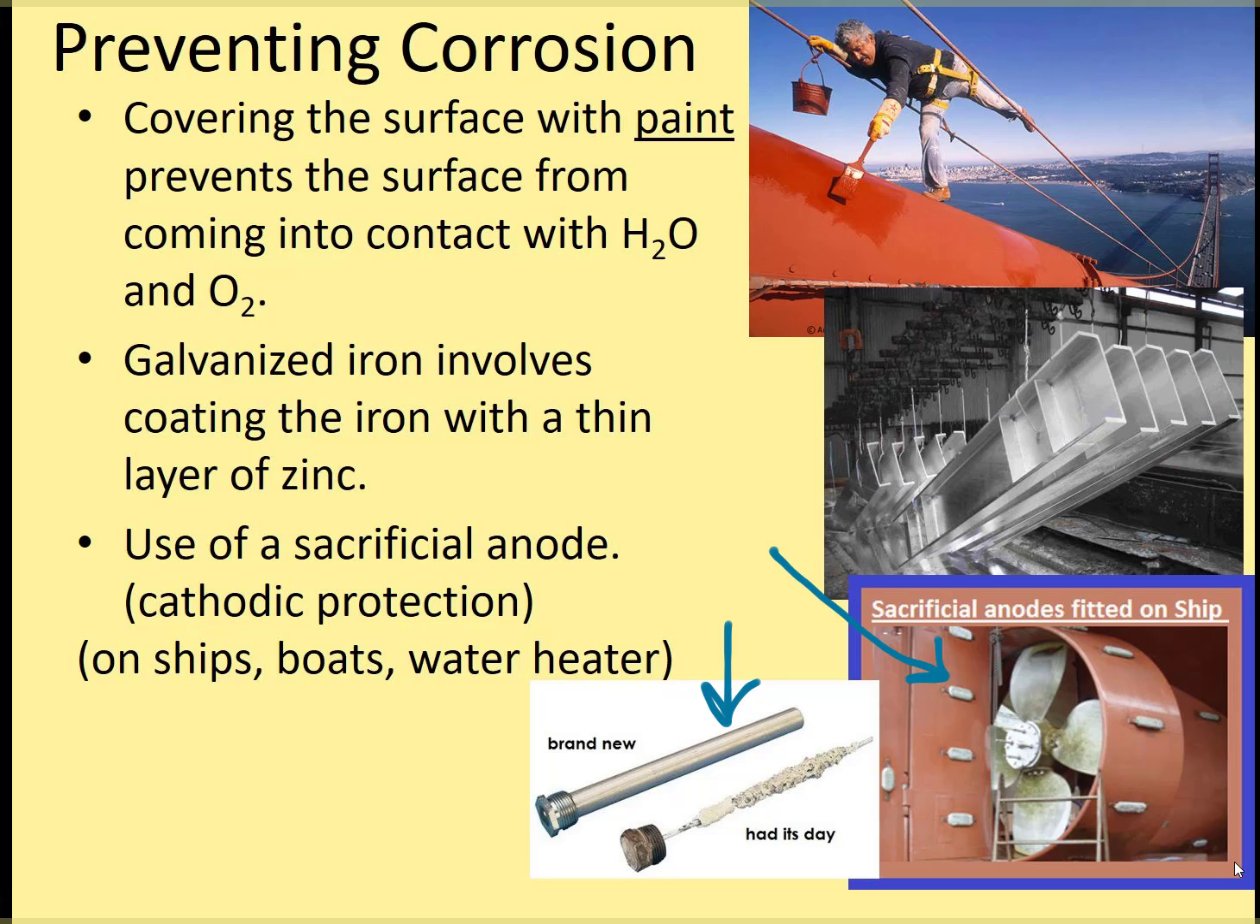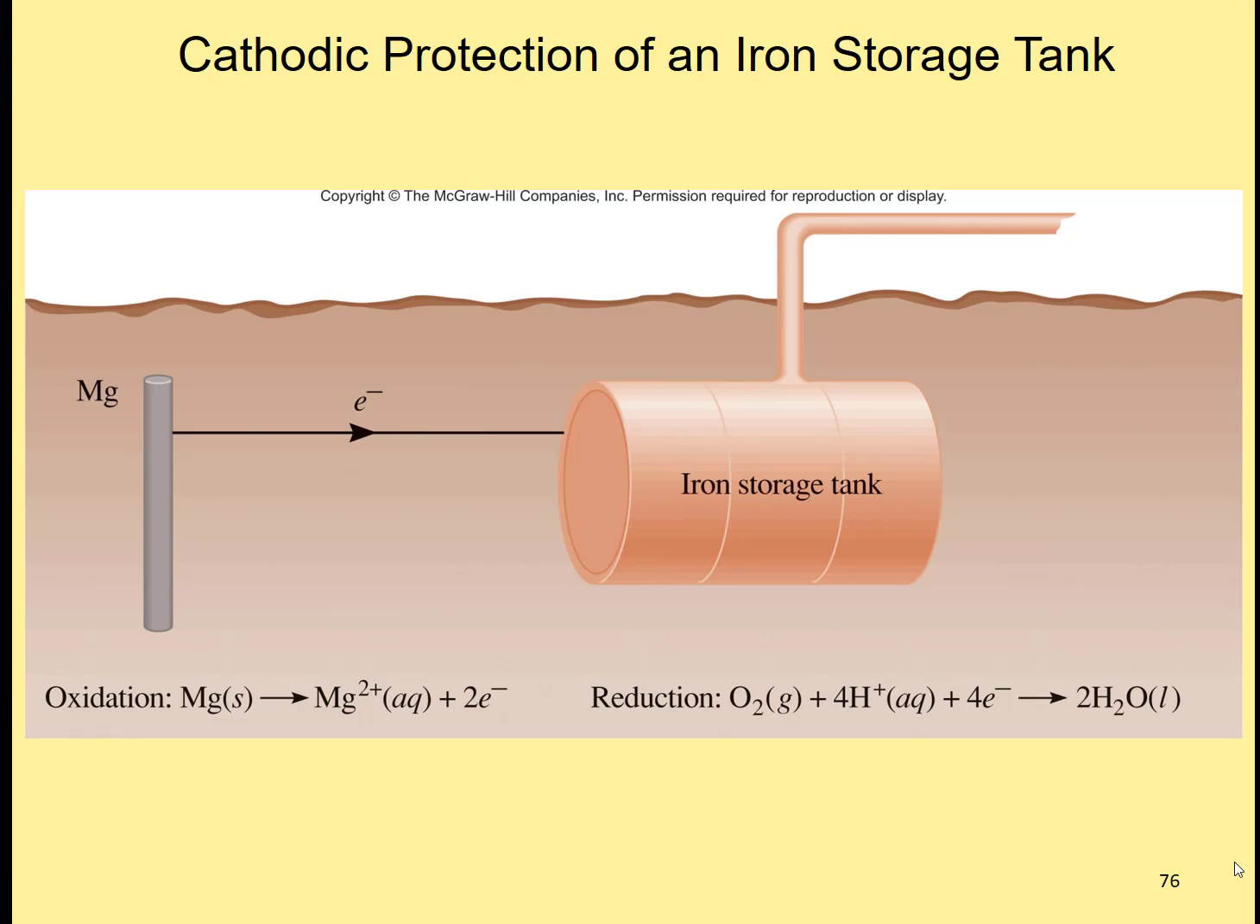This sacrificial anode will again corrode or oxidize. So this is what your water heater sacrificial anode looks like when it needs to be replaced. Here's just another picture showing that if you have an iron tank under the water, it's going to be exposed to both water and oxygen. And so they will attach a piece of magnesium onto it that will provide electrons for the iron. So the magnesium will corrode and not the iron.